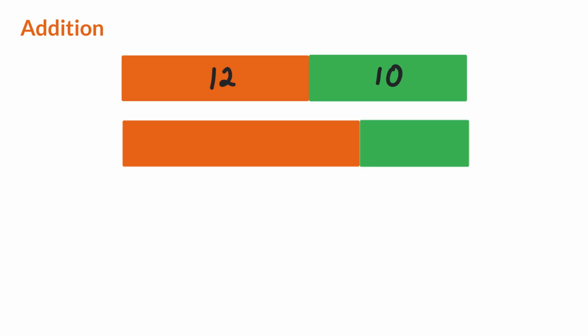Now for the bar on the bottom, the orange bit has been increased. It's actually been increased by 3. So its length is 15. In order for the total length to remain the same, that means that the green part had to be made smaller. And since the orange part went up by 3, the green part actually goes down by 3. So its value is 7.